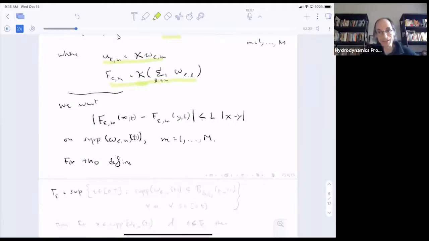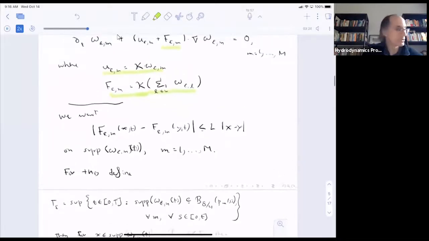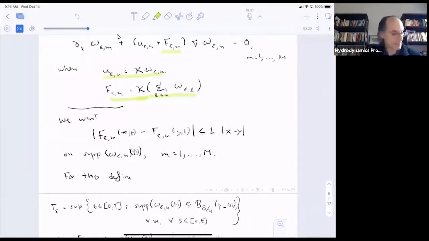To do this, I'll use a common technique. In some parts of the math world this is called a bootstrap argument, but I never got used to that phrase, so I would call this a stopping time argument. I want to find some T epsilon, a time up to which I'll be able to apply my earlier theorems, up to which this Lipschitz continuity hypothesis will be satisfied. So how do I do that? Here is T epsilon.